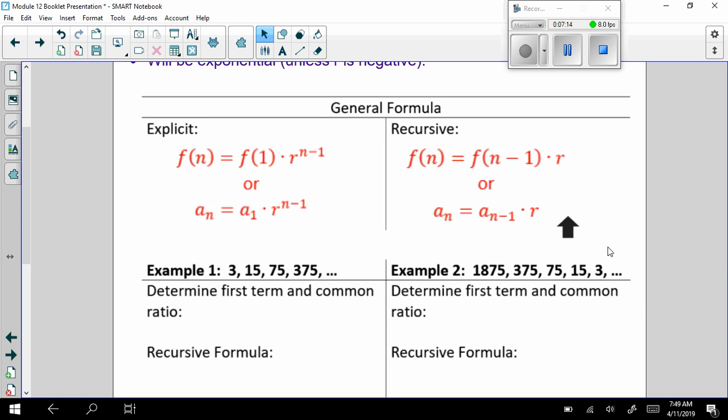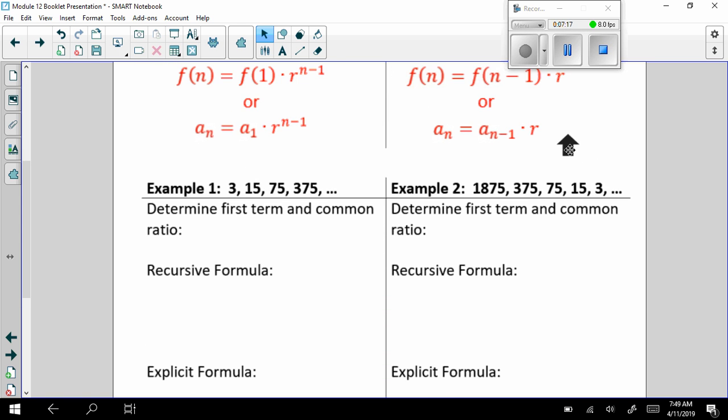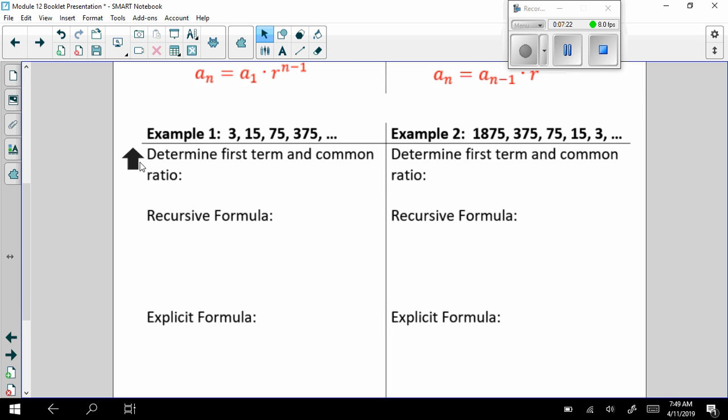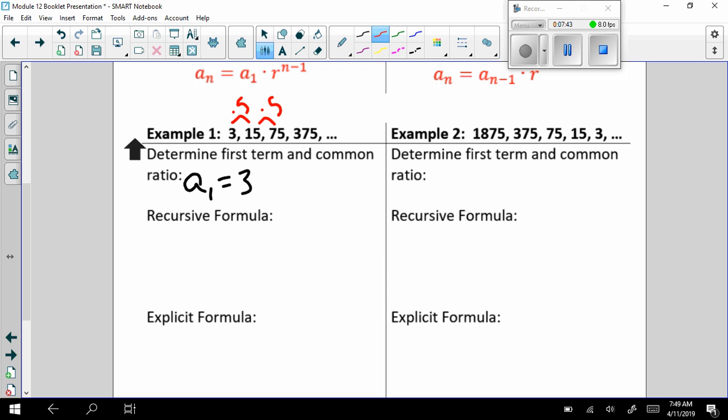So let's look at an example on this one. We're going to do example 1. Again, we're going to find our first term, which is easy. We just look right there. Our first term is a sub 1 is 3. And then we need to look at what we're multiplying or dividing, but if we're dividing, we say we multiply by a fraction. Here we're definitely multiplying because we're getting bigger. 3 times 5 is 15. 15 times 5 is 75. 75 times 5 is 375. So my common ratio here is 5.